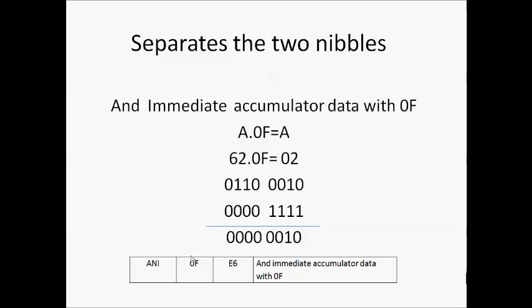Next, the accumulator data is ANDed immediately with 0F. The accumulator data is 62: in binary, 6 is 0110 and 2 is 0010. ANDing with 0F, which means 1111, the result is 0000 and 0010, which means 02. The 02 result is stored in the accumulator and the instruction is ANI 0F.